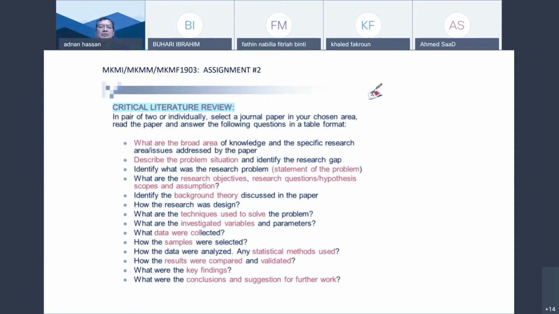But before you are able to do that, you must be able to critically review a paper, according to the questions that I listed here. If you are able to do this, the next stage is to compare two papers. For the next assignment of critical review, I would like you to find a paper coming from a refereed journal.